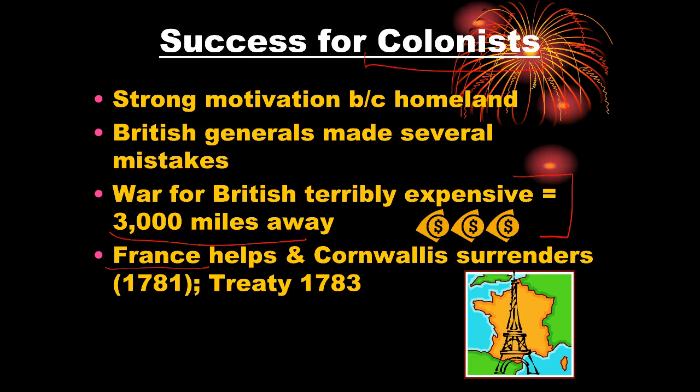Next, the Americans were able to get the French to fight on their side, which made it even harder because the French had a huge navy that could help us prevent the British from blockading our ports. These two things made it much more likely that we were going to win.